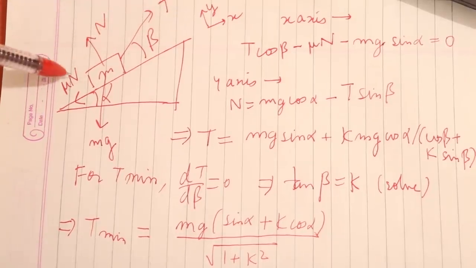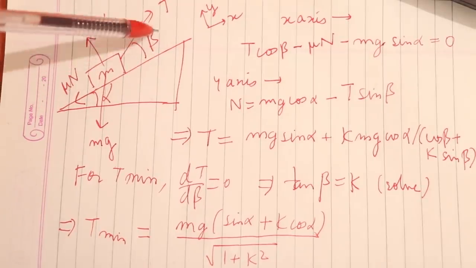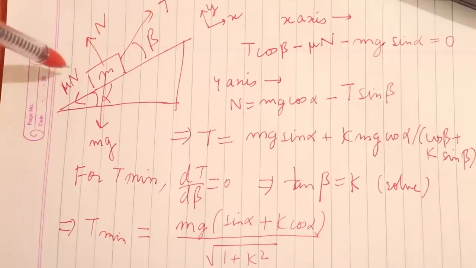Now first of all, we break the components of the forces into the directions along the plane and perpendicular to the plane, and we write the equation along the x-axis. So according to the equation of motion, there is no motion in the direction along the plane. That means the acceleration is 0. So we'll just write that the components of forces along this direction should add up to 0.